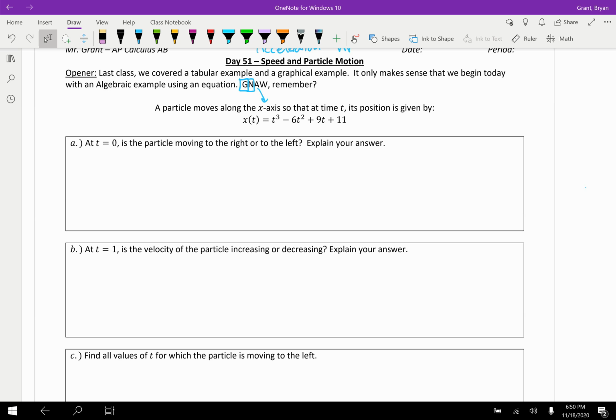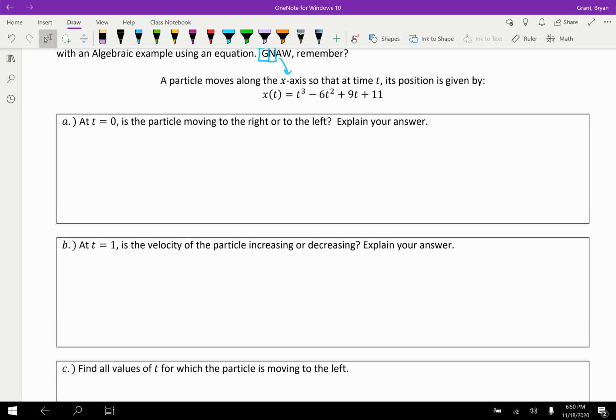All right. Let's begin. At time t equals 0, is the particle moving left or right? Well, the equation that controls the direction a particle moves is the velocity. We're given position, so that I think means we need to find velocity. And I always set this up by showing that we're going to take the derivative of x, then stating that that derivative is the velocity, and then finding the velocity, right? 3t squared minus 12t plus 9.